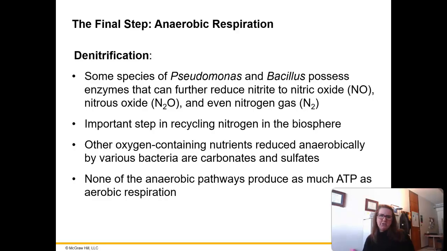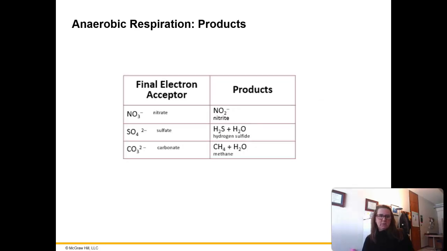Other oxygen-containing nutrients reduced anaerobically by various bacteria are the carbonates and sulfates. And we can see none of the anaerobic pathways produce as much ATP as the aerobic respiration pathway. Okay, so here's another chart to some of the words I'd mentioned before. An oxygen-containing final electron acceptor. So NO3 is nitrate, SO4 sulfate, CO3 carbonate.